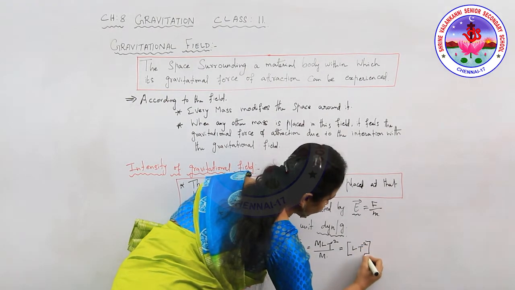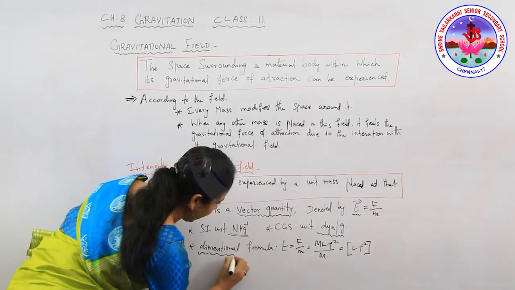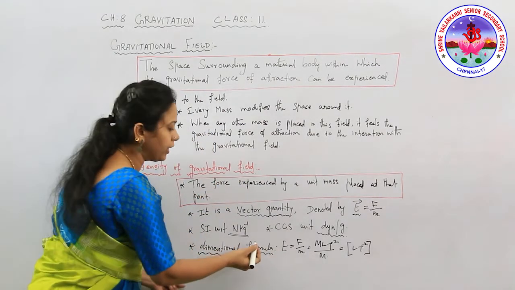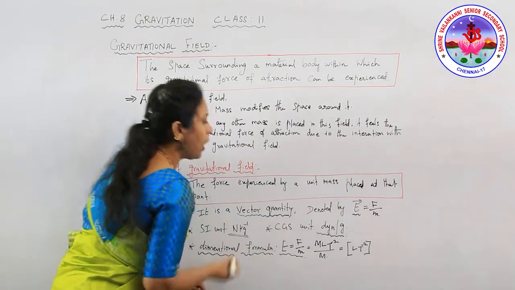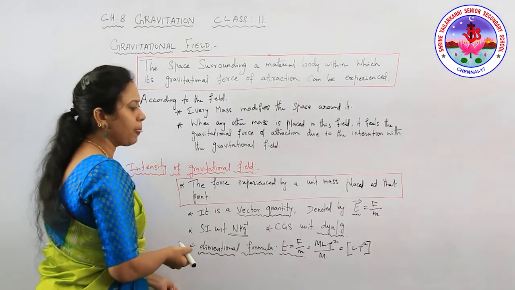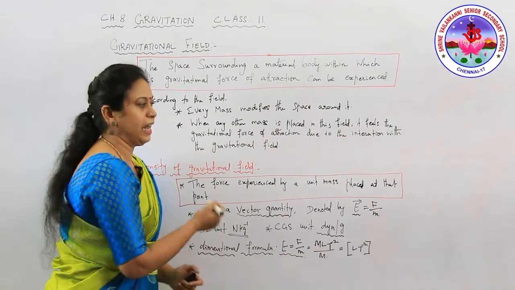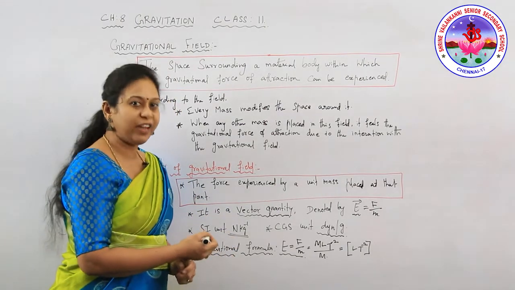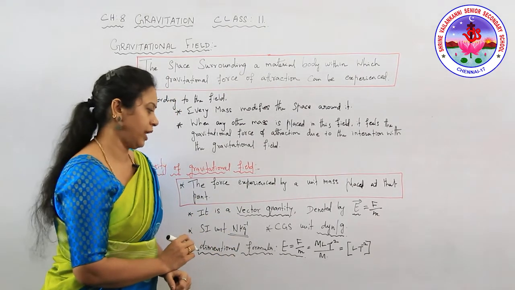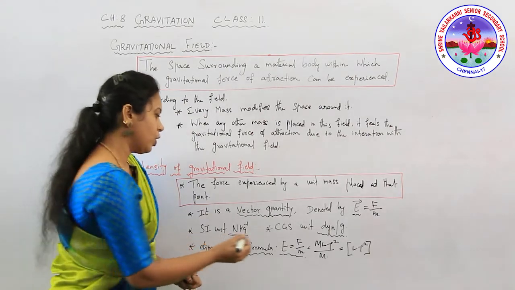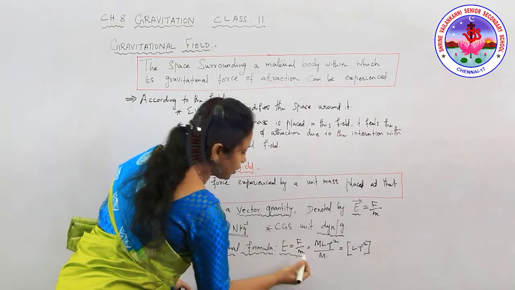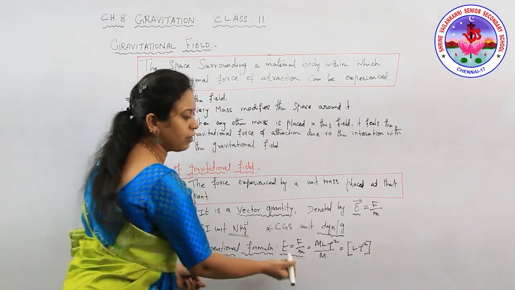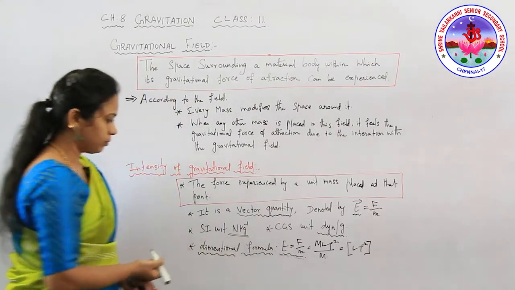To know how to derive the dimensional formula for all the quantities, you must check and refer to chapter 2, units and measurements, which is available in class 11. So like this you must know about all the SI units and the dimensional formulas, right, children?